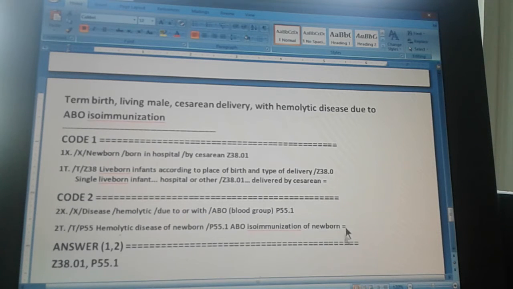ABO isoimmunization of newborn. So that's why there's an equal sign at the end, and that means that we have double-checked the second answer. So again, the answer is 2 codes, Z38.01 and P55.1.